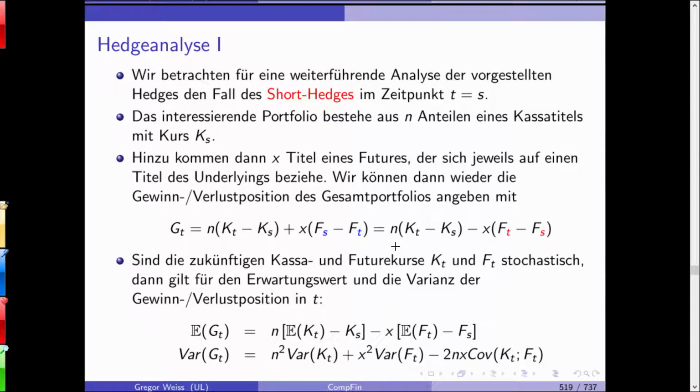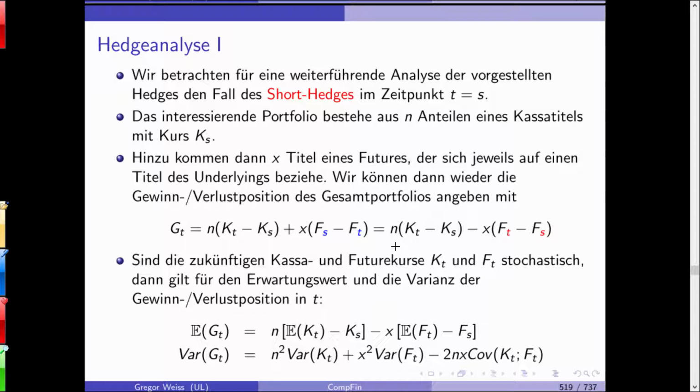Now let's analyze the effect of this hedge. We want to study the effect of the hedge at point S. We have N underlyings with current spot price K_S, and we will buy X futures. So we are not exactly hedging one-to-one, but we want to study the optimal number of futures we need to hedge N underlyings. Now let's look at the profit and loss function here.